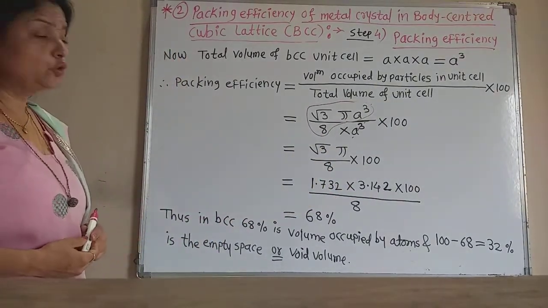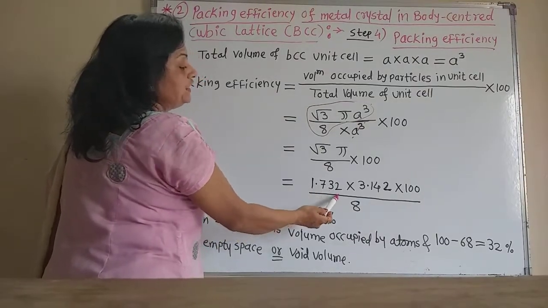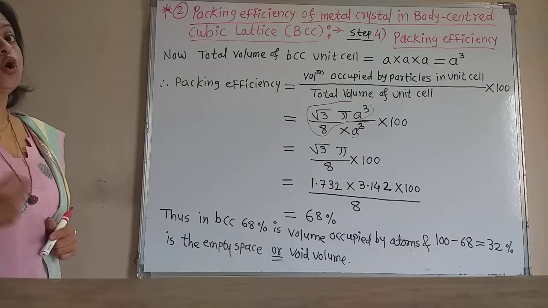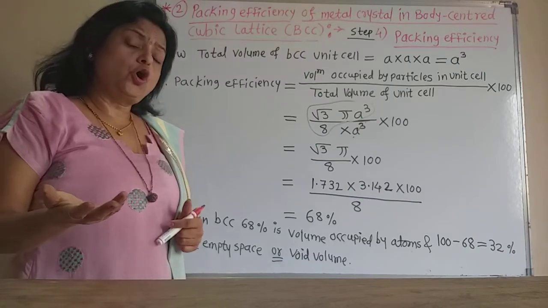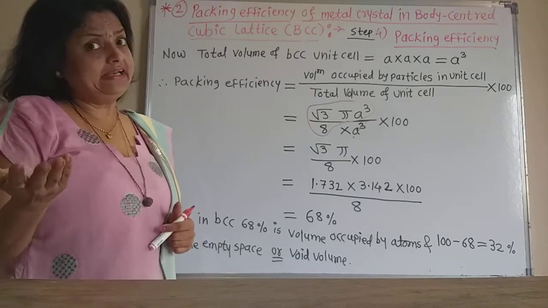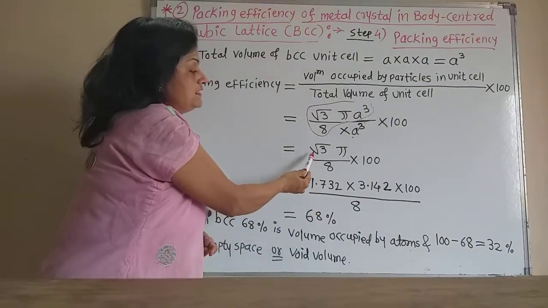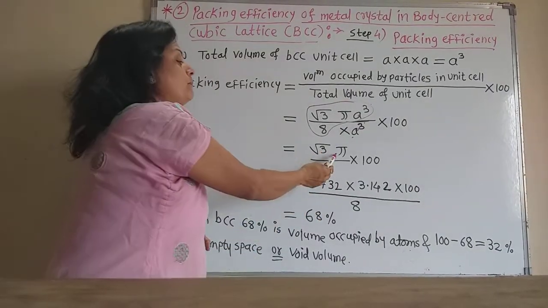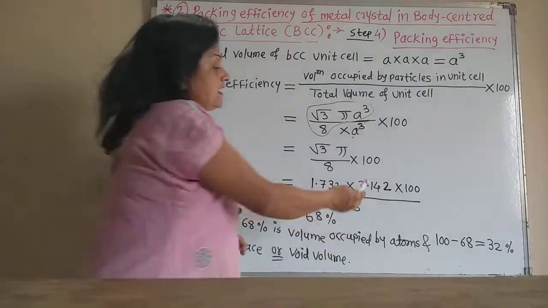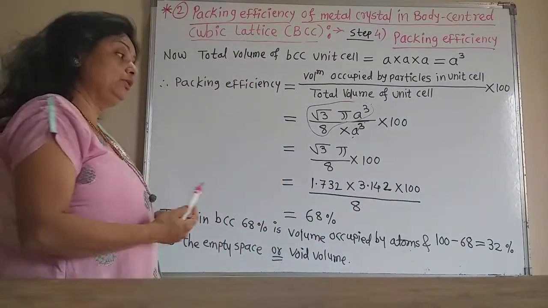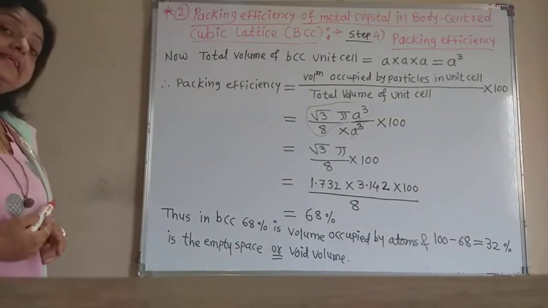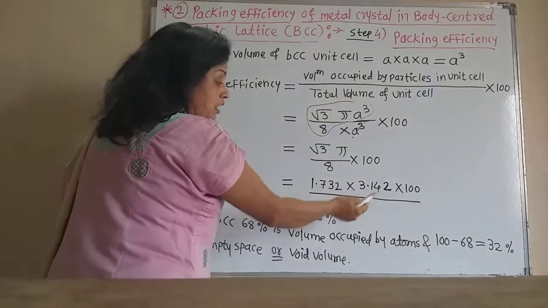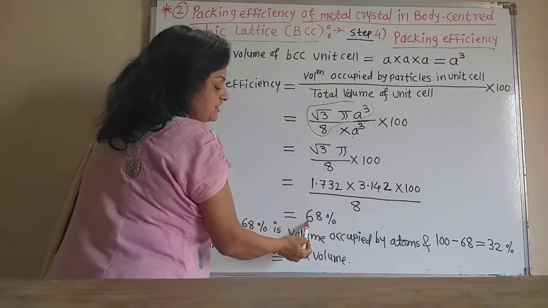Now what is the value of root 3? That is 1.732. If you see in the logarithmic table, or you can just take the log of 3, divide the log of 3 by 2 and then see the antilog of that. That is 1.732, the value of root 3. The value of pi is 3.142, and this 100 divided by 8, we can calculate by the logarithmic table also, by seeing the log of this and subtracting the log of 8 from that, and then seeing the antilog, you find that the value of this is 68%.